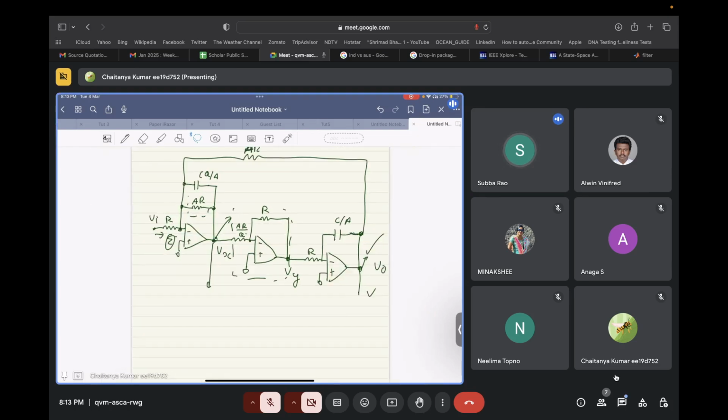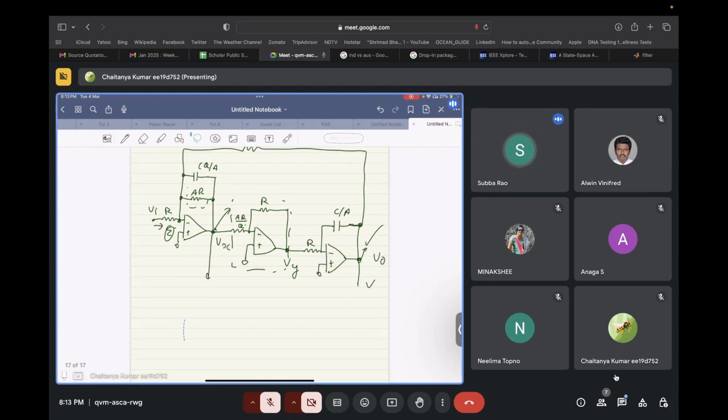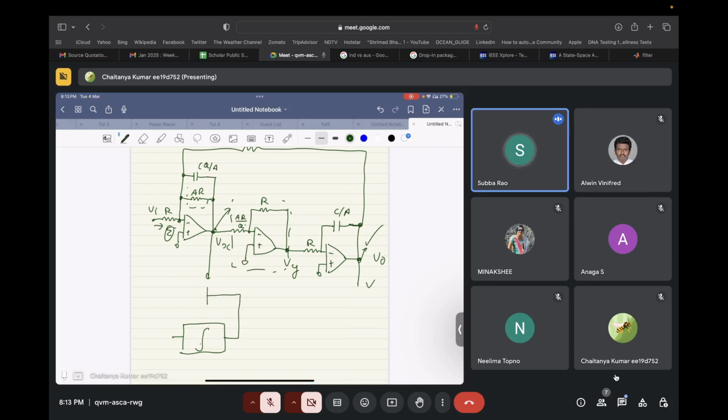So here is the block diagram. Basically what we have is an integrator, okay? And let's say we put some value alpha around this integrator into feedback.